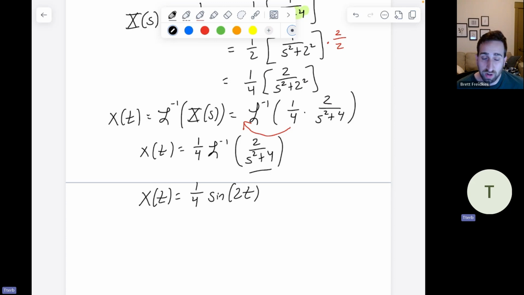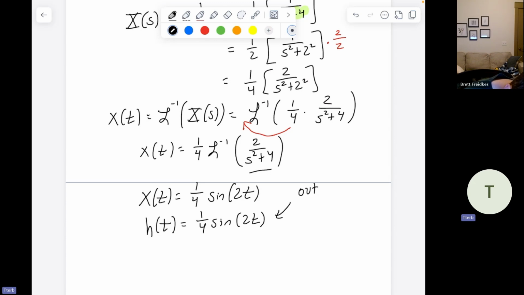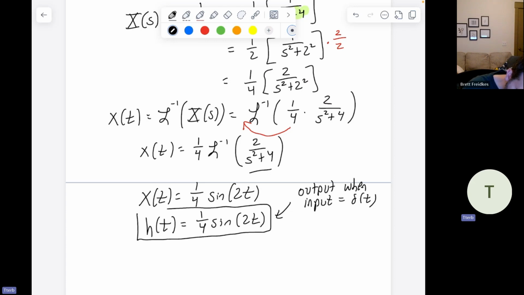So this is basically the output of the mass due to that impulse, which is why this is the same thing as h of t, because this is the specific function. This is the output when the input is the Dirac delta function. That is the definition of the impulse response function. When the force is delta of t, we are looking at how the mass, or how the system, responds to that specific impulse. So this is our answer to part A. We're asked to find the impulse response.